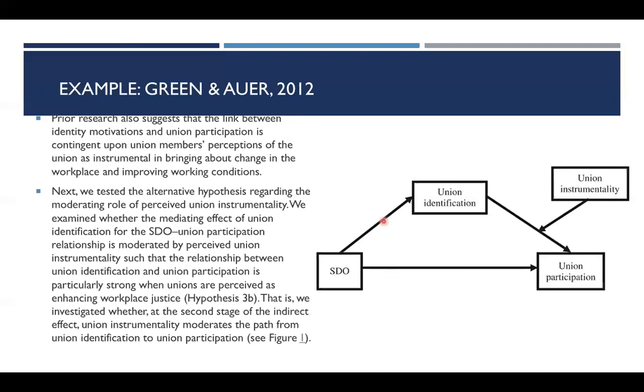You can have a moderator on path A, so that would be the first stage. You can have a moderator on path B, like in this example, that would be the second stage. You can have a moderator on path C prime and say, well, it just only moderates the direct effect there. Now it still mediates, but the direct effect is what's being moderated. You could have moderation on 2 of the paths. You can have moderation on all 3 of the paths.